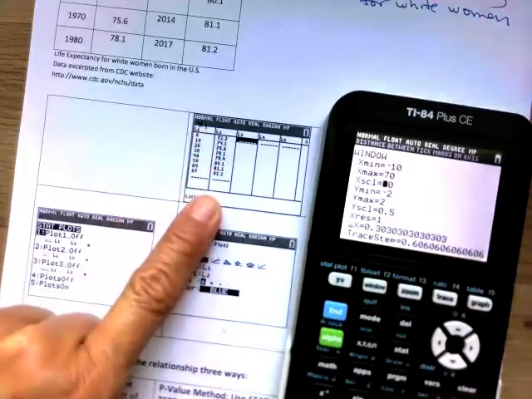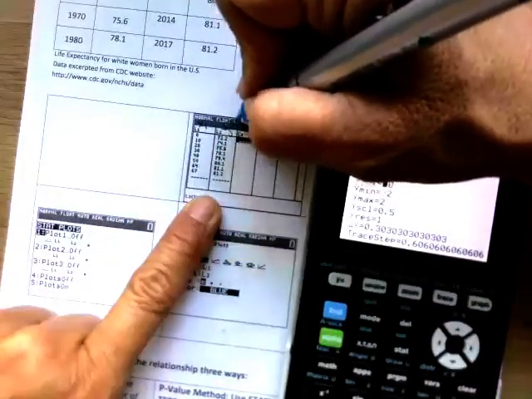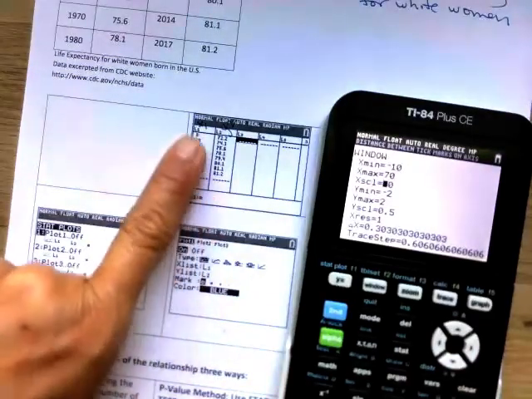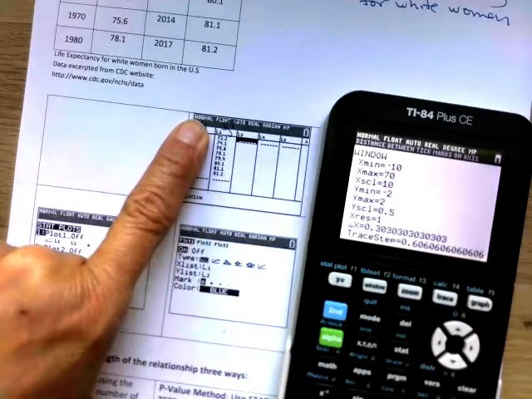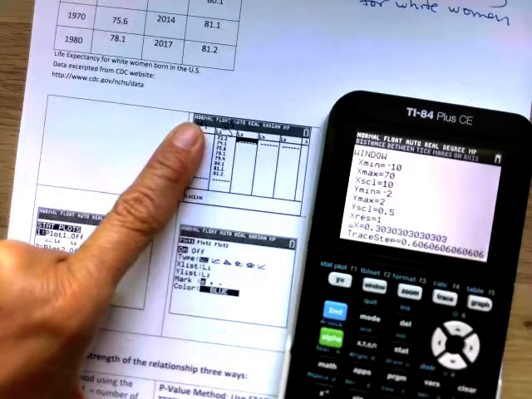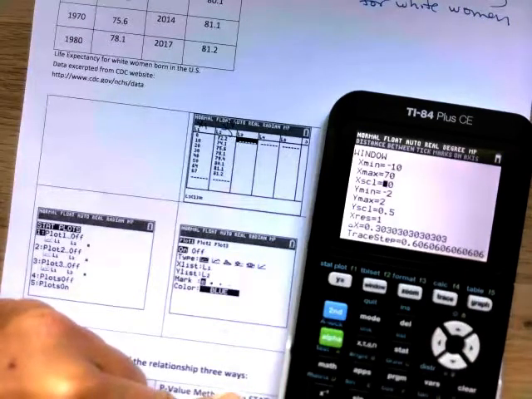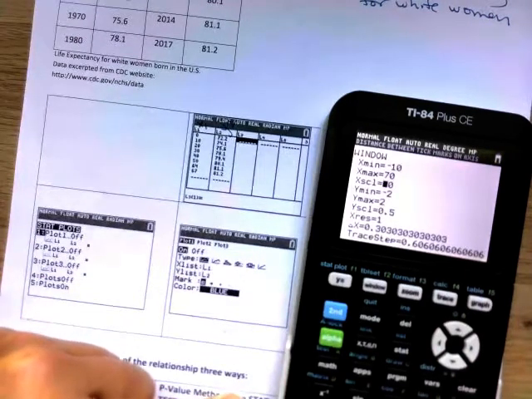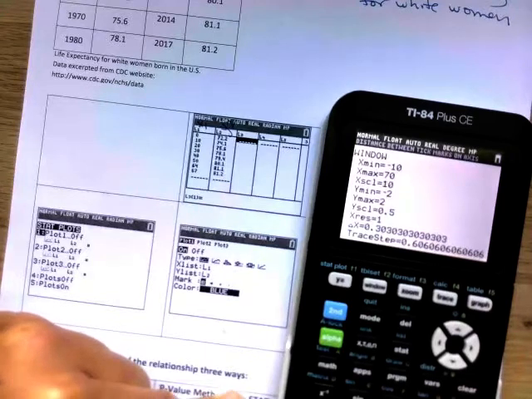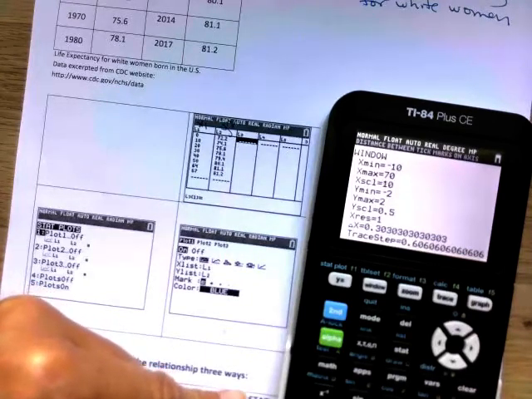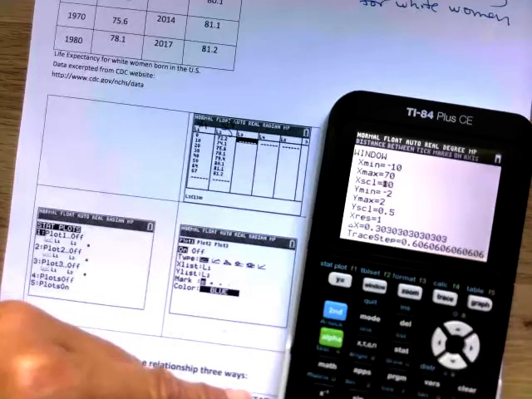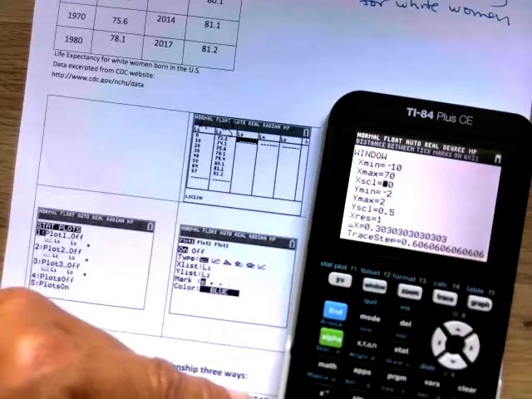For my Y's, which are in L2, it looks like about 72.2 is my smallest value. So again, I'm going to give myself a little bit of a buffer. Oh, X scale, what do I want to do? I think 10 is pretty good. You don't want to have it too small, or you just get a solid line across the bottom. We're not going to use it for reading off points because they're not labeled on our calculator, but it's nice to know they're stepping by 10.